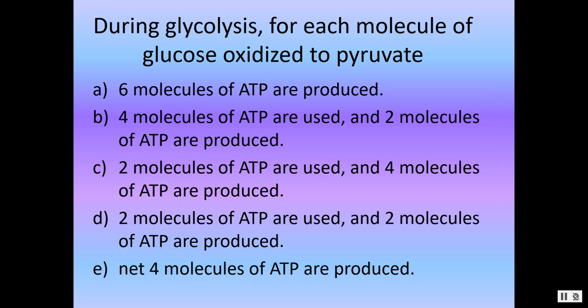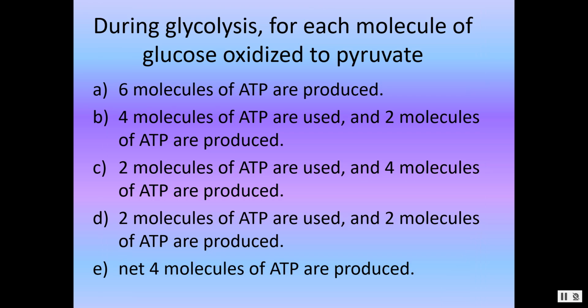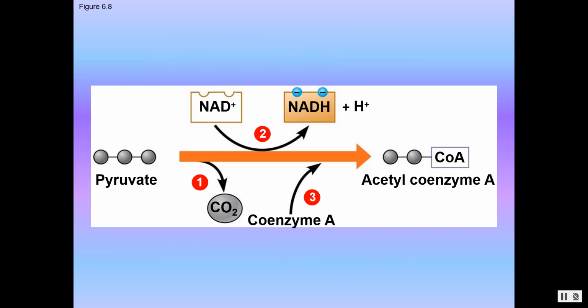So in glycolysis, for each molecule of glucose that we oxidize into pyruvate, what are we getting? Remember, we put in 2 and we get out 4, and then we also get NADH and pyruvate. So what do we got? All right, so the answer here is going to be C. We have 2 molecules of ATP used in the beginning, and 4 molecules of ATP produced for a net gain of 2. So we have some ATP that's produced, very small volume though.